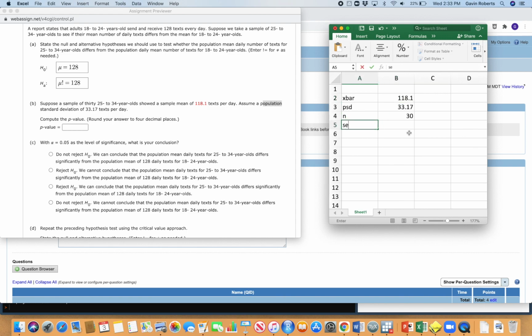So we're going to need a standard error, because this standard deviation tells us about how texting deviates from individual to individual in the sample. The standard error tells us how much X bar moves around when we take different samples. And we know the formula for that is the population standard deviation, or really any standard deviation, divided by the square root of the sample size.